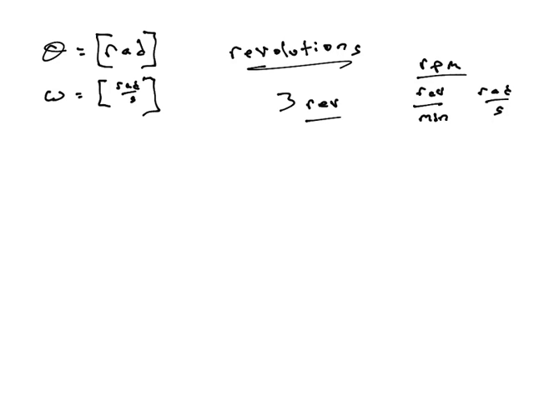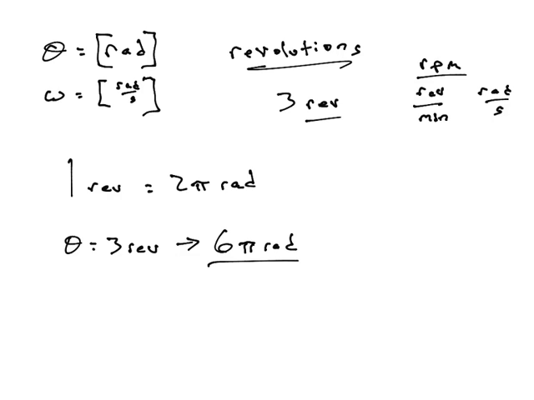So I'll go ahead and show you how to convert. 1 revolution means a full time around is 2 pi radians. So if I say theta is 3 revolutions, you have to be able to convert that and say, well, if 1 revolution is 2 pi radians, 3 revolutions better be 2 pi times 3, which is 6 pi radians. Okay. What about if I have RPM?